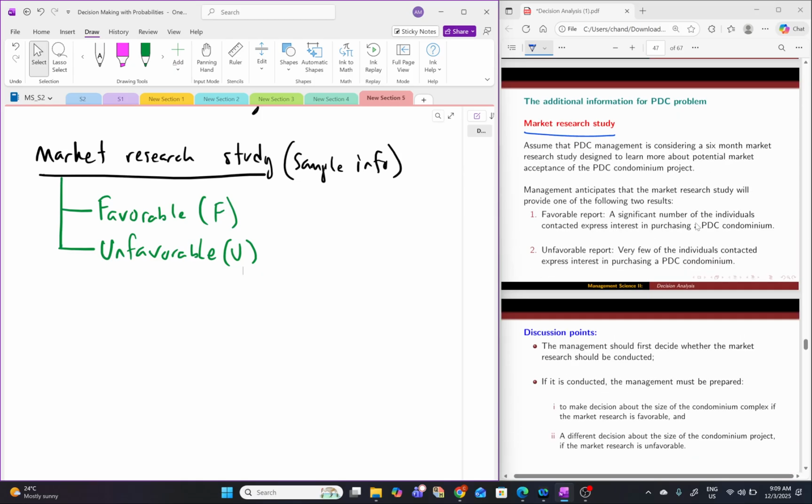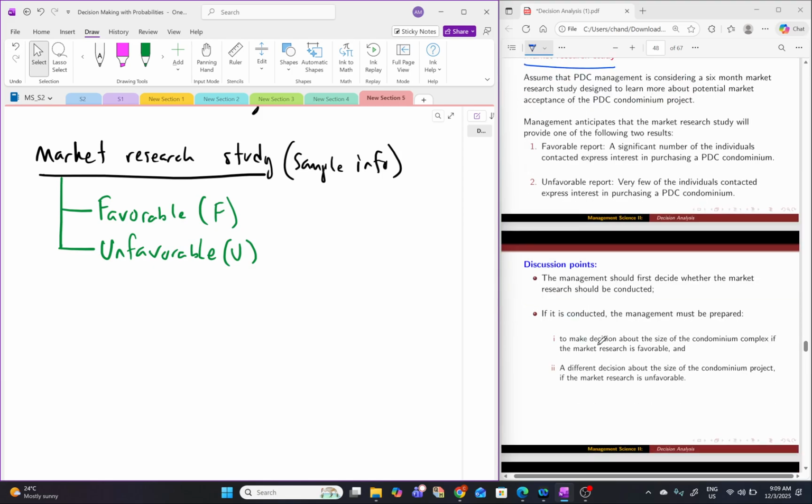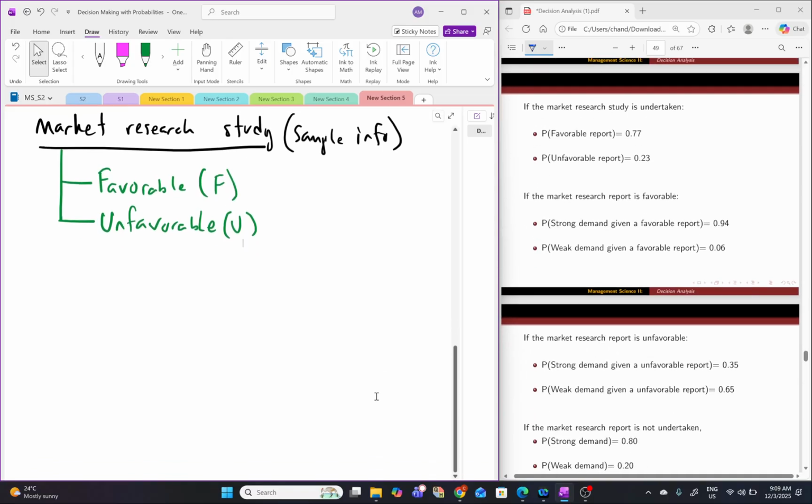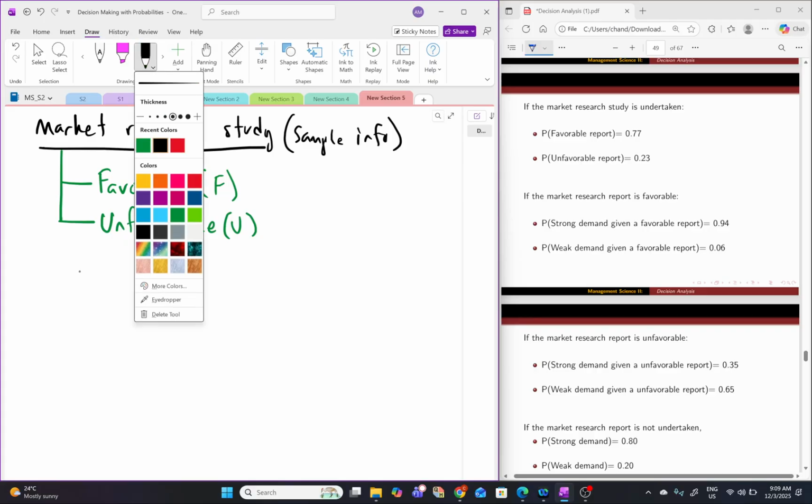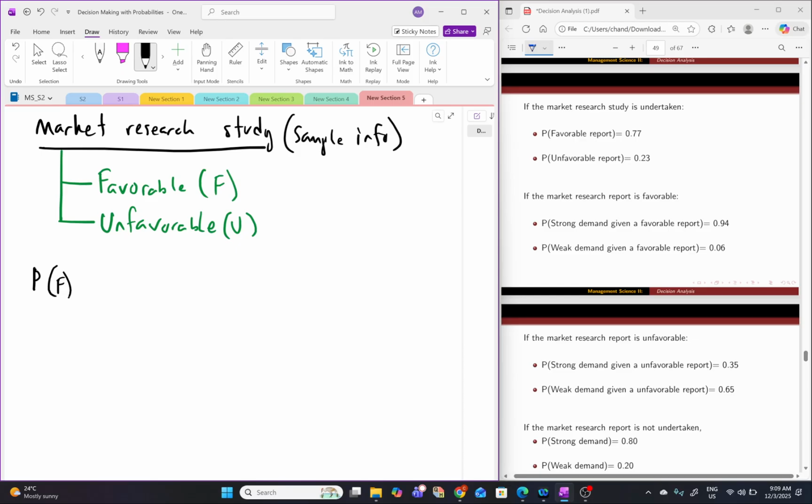Favorable report: a significant number of individuals contacted express interest in purchasing. Now there are more probabilities here. Probability of favorable will be, let's say, 0.77. Probability of unfavorable, let's say 0.23. These are the probabilities.